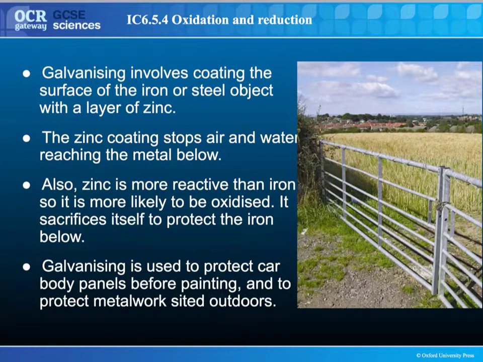Here is a galvanized gate. Galvanizing is a little bit more complex. It's essentially sacrificial protection and also a barrier method. So you're coating it with a more reactive metal. The more reactive metal is more likely to react with the oxygen in the air when it gets wet than the iron is. So it will react first because it will give up its electrons more easily. It's also a barrier because there's a layer of the zinc that protects the iron underneath from rusting.